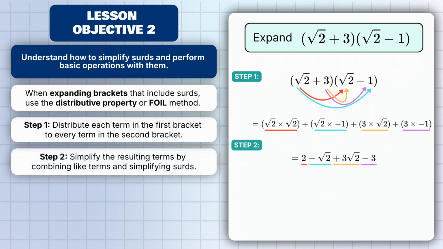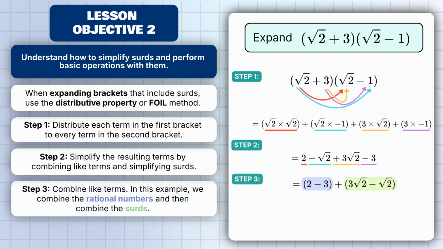Step 2 is to simplify the resulting terms by combining like terms and simplifying surds. The result of this is 2 minus root 2 plus 3 root 2 minus 3. And finally, step 3 is to combine like terms. Here we combine the rational numbers 2 and minus 3 and the surds minus root 2 and 3 root 2. The result of this is minus 1 plus 2 root 2.